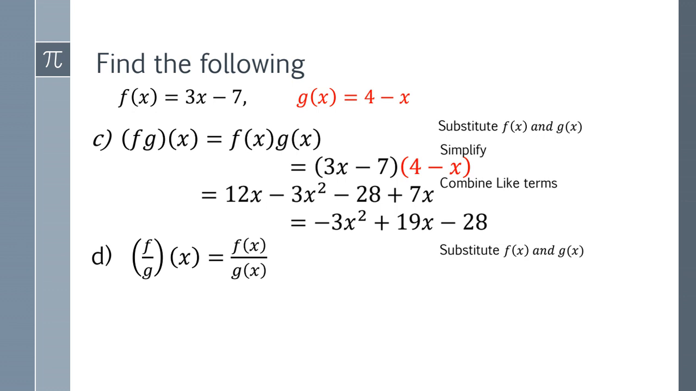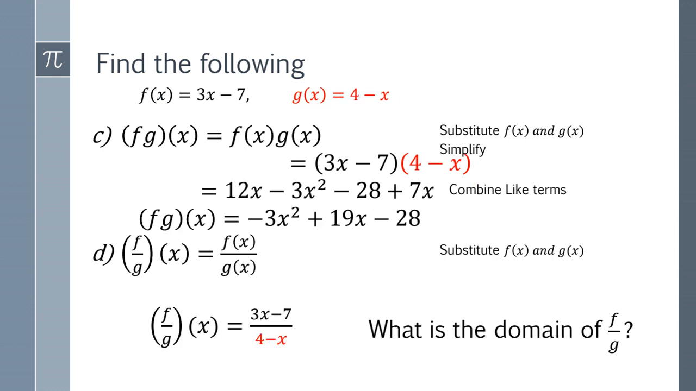Okay, so next we're going to do division. f divided by g of x. And so the same thing, we want to rewrite it so that it's written the way we defined. So f of x divided by g of x. And then substitute our values. So we have 3x minus 7 divided by 4 minus x. And so here we cannot simplify any further. So this would be our answer.